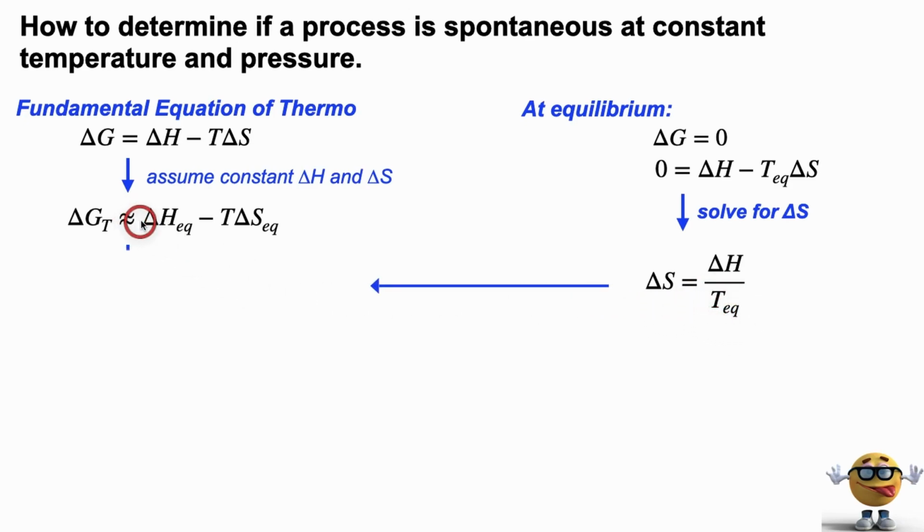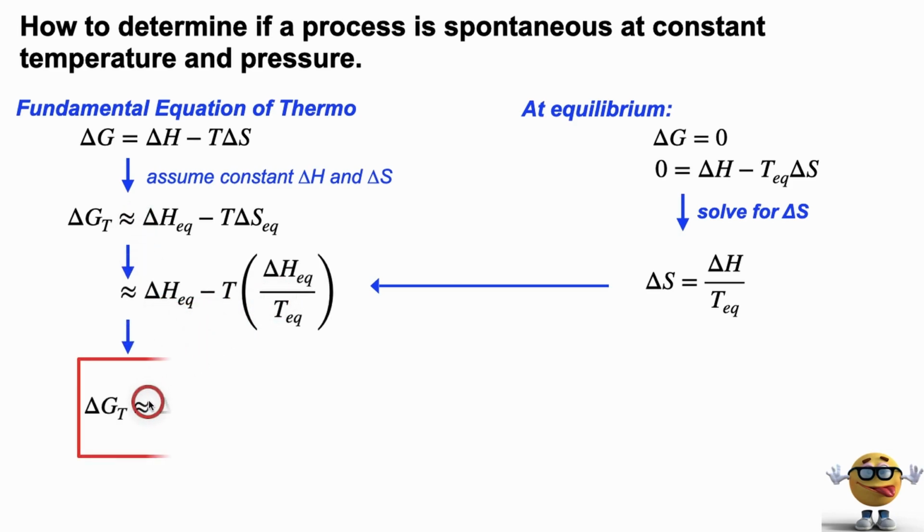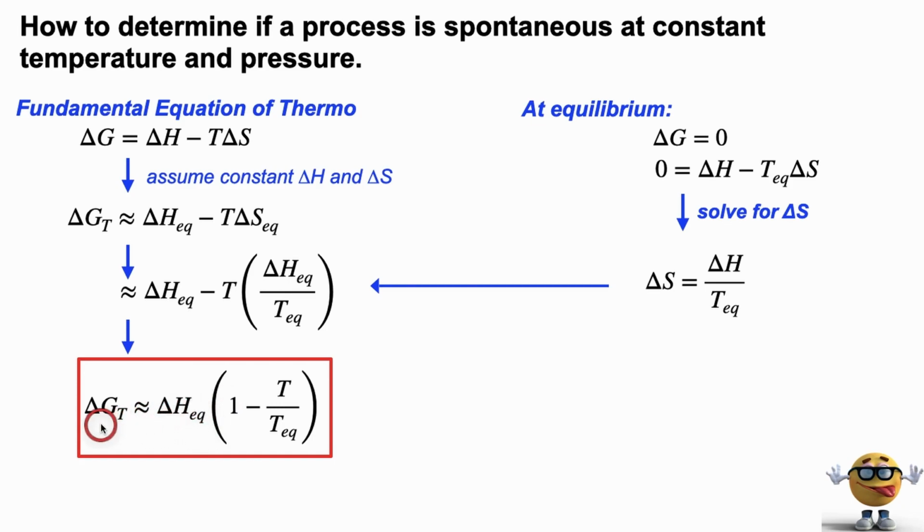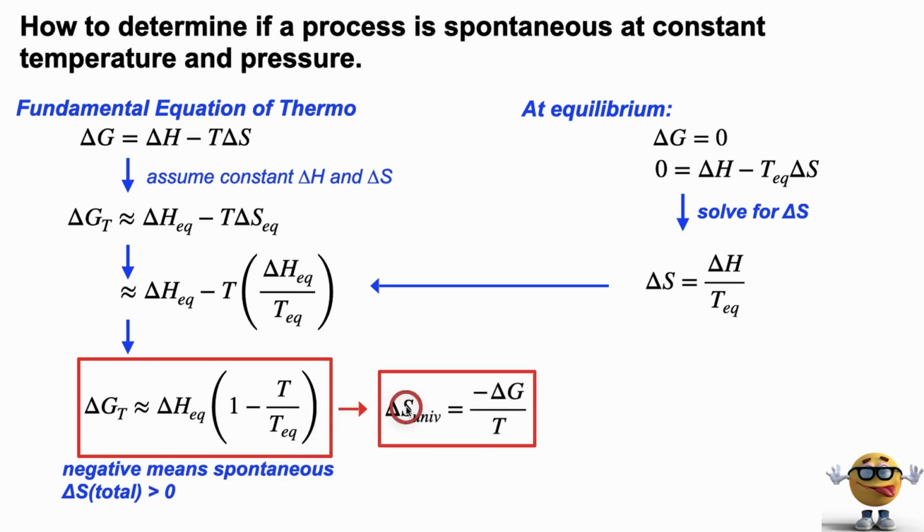Anyways, we'll substitute that into this equation right here, and then we'll factor out the change in enthalpy, which gives us an equation for the change in Gibbs energy. If the reaction is spontaneous, then the change in Gibbs energy is negative. Then the total change in entropy is greater than 0. That's the second law of thermodynamics. We could solve for the change in entropy of the universe as negative delta G over T. I could derive this. It's not too bad from the second law.